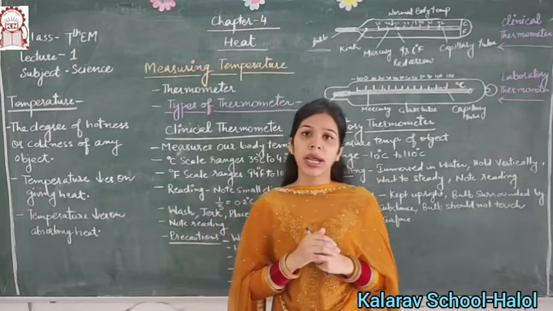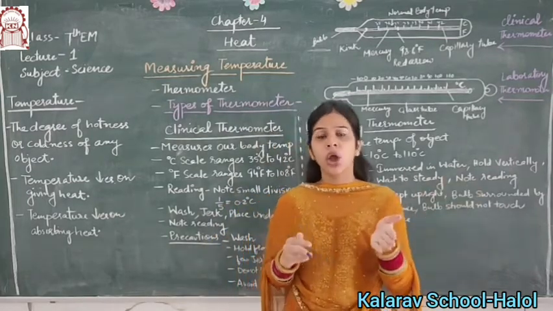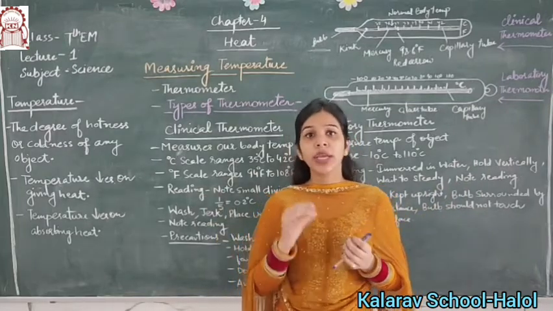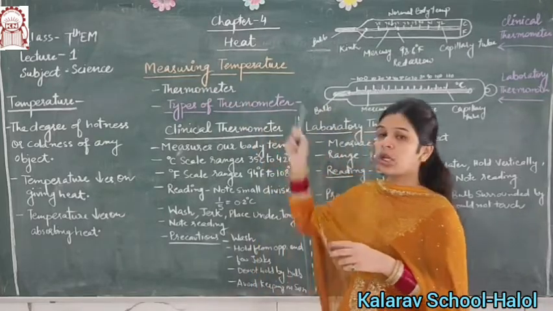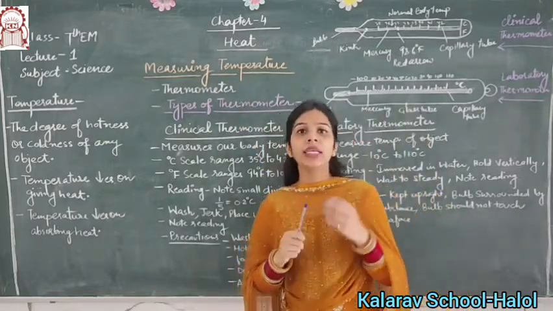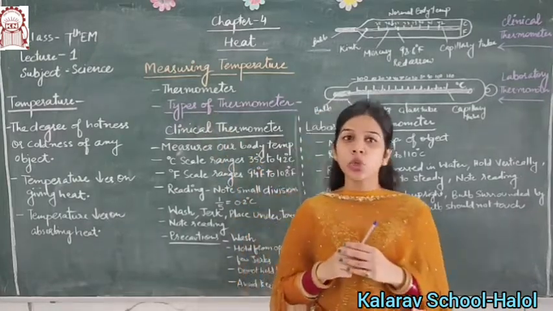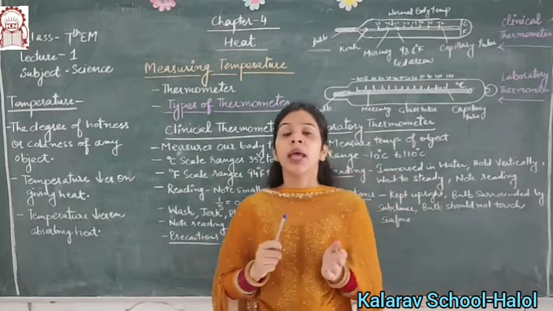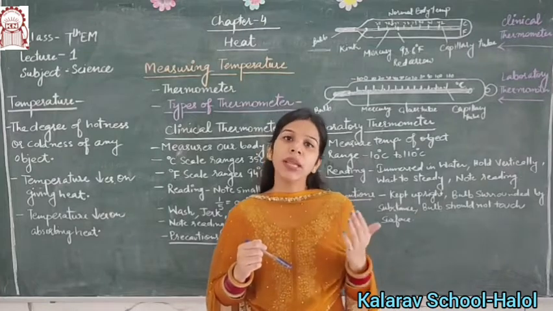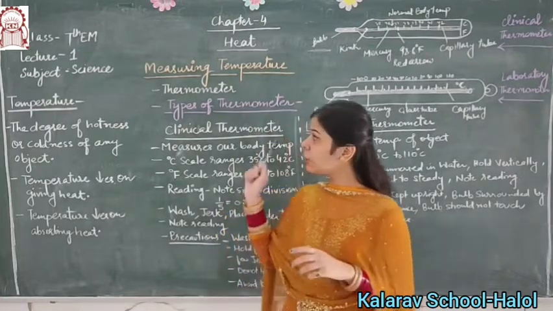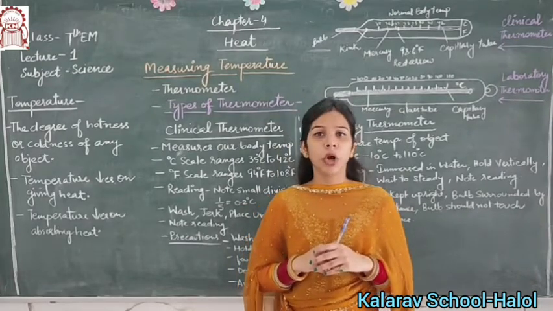So here the question arises, how do we differentiate whether a body is hotter or colder than another? Here is a new term, that is measuring of temperature. It is done by an instrument called a thermometer. A thermometer is the instrument that is used to measure the hotness and coldness of any object, or simply we can say that a thermometer is the instrument which is used to measure the temperature of a body.